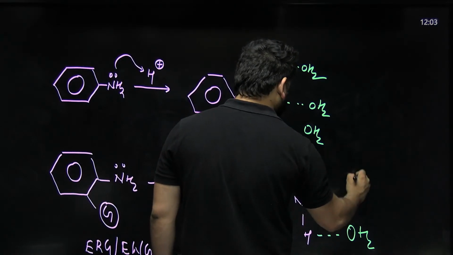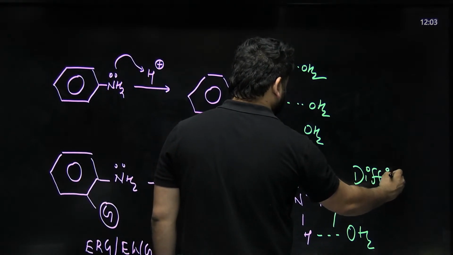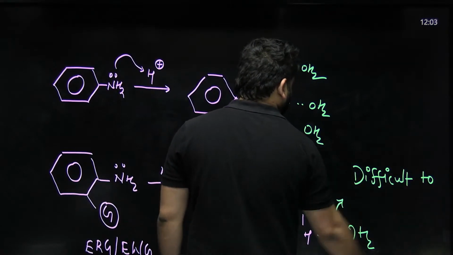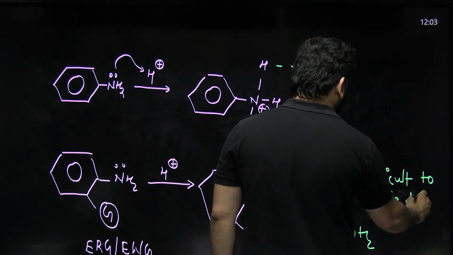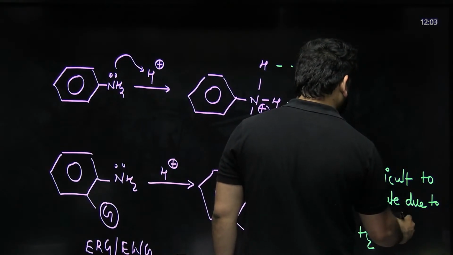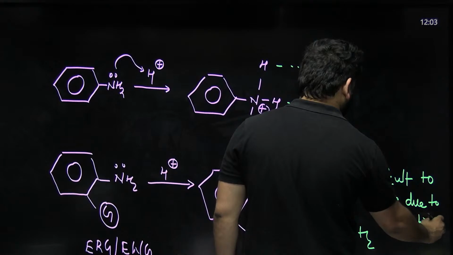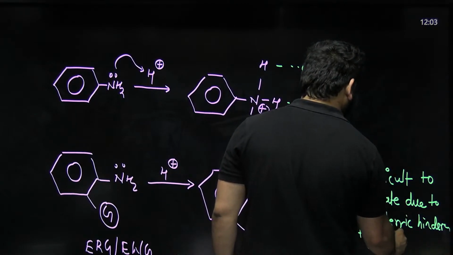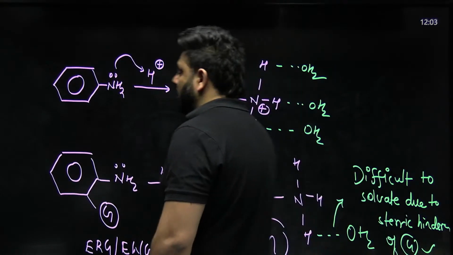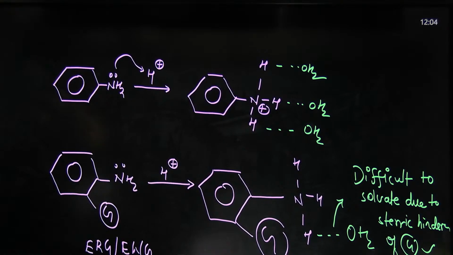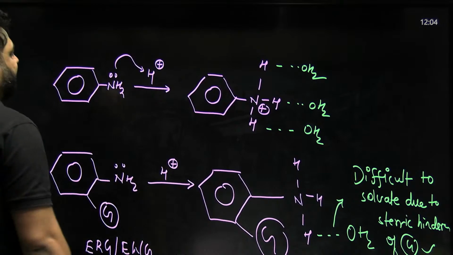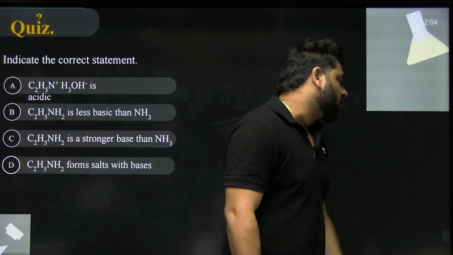this is basically difficult to solvate or hydrate due to steric hindrance of group G. Now G doesn't allow this ortho substituted anilinium ion to hydrate easily, and that's why it's not stable in going in the forward direction.